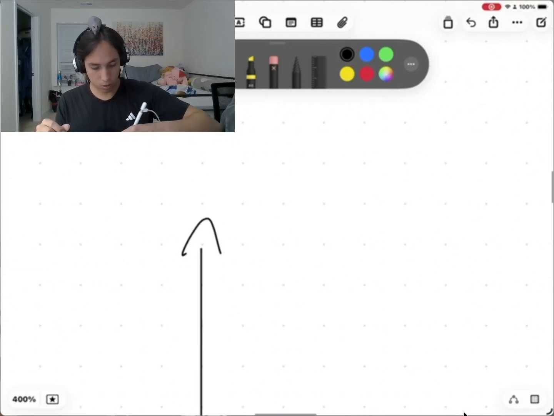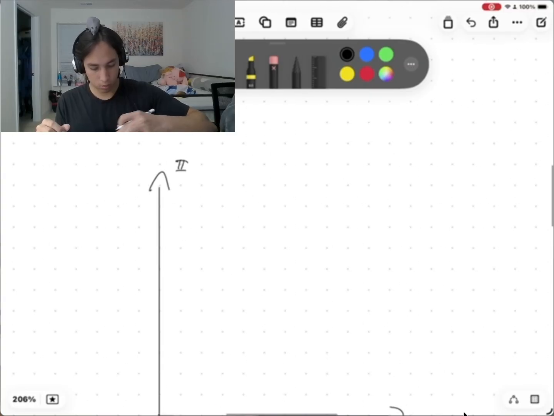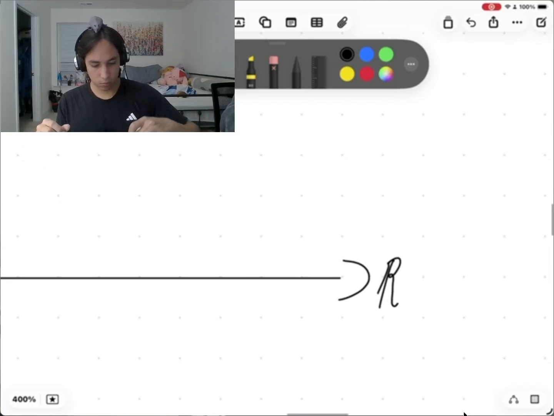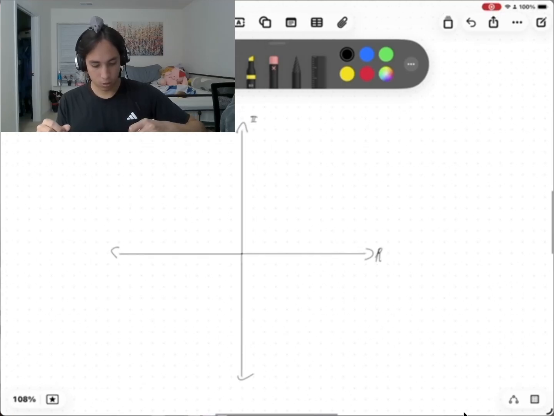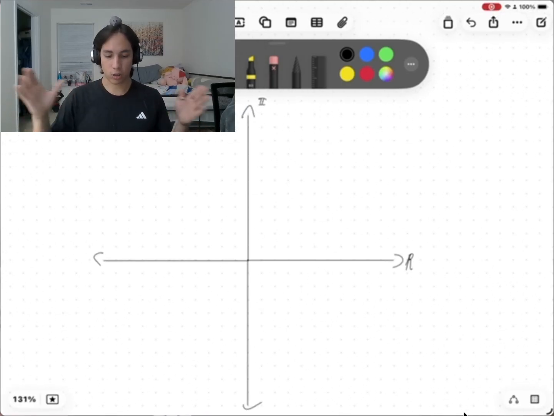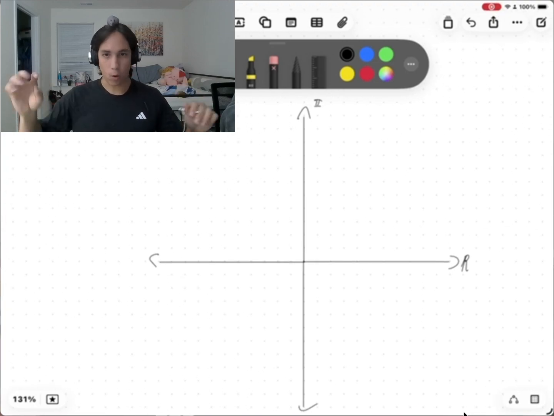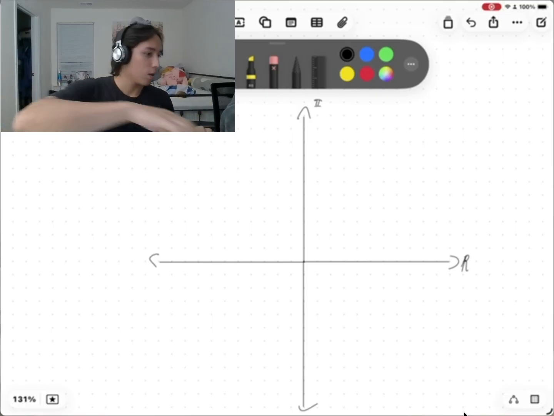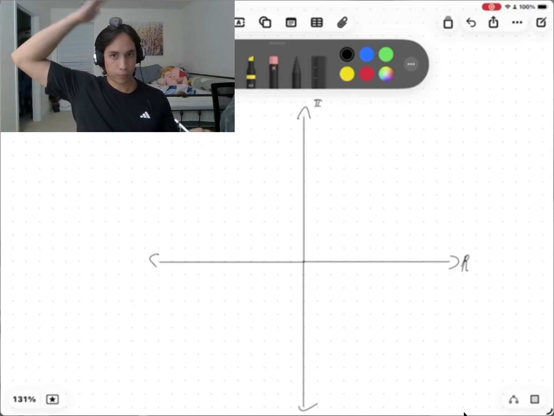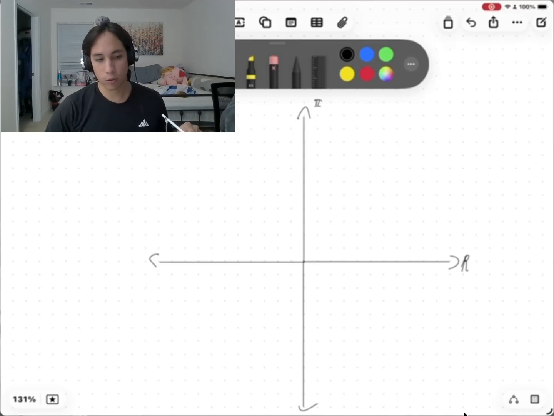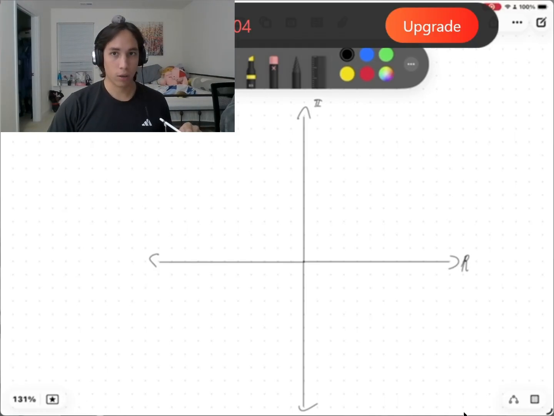It's imaginary. This is real. Alright, so you might wonder why I just made a coordinate plane. Well, I don't care. We're gonna do some visual representations of complex number operations, just like we did in the last chapter, but we're gonna do more in depth.